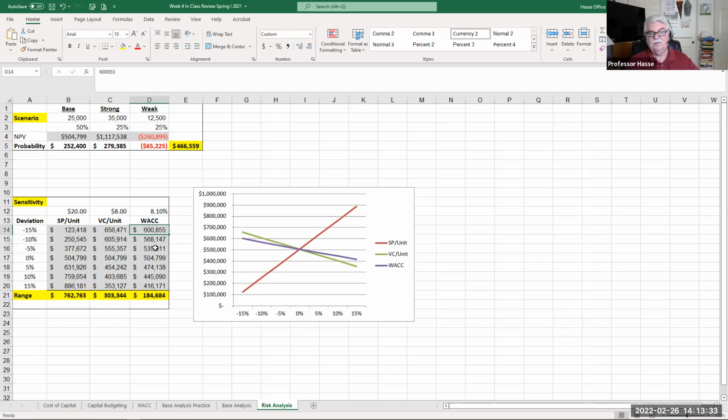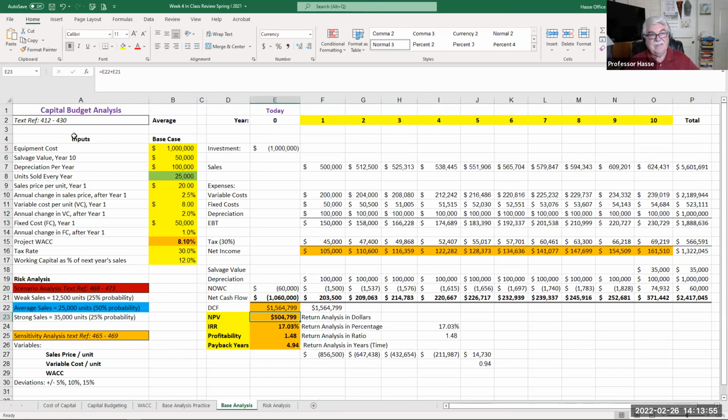And what happens if the cost of money changes? What happens if our credit changes? What happens if inflation starts happening and that changes our cost of capital? How does that affect our profitability? So it gives us a variety of different views of different changes in the environment around us and how that affects the profitability of this base case analysis of an investment of a $1 million asset over 10 years.